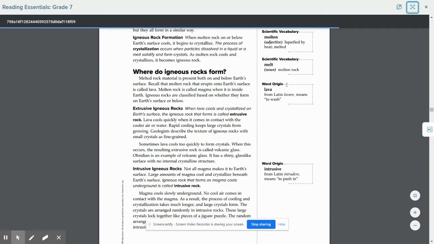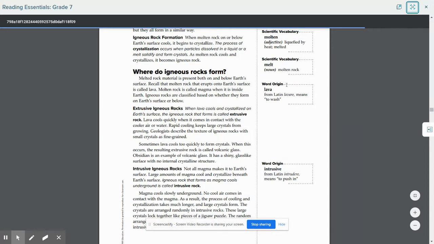Extrusive igneous rocks. When lava cools and crystallizes on Earth's surface, the igneous rock that forms is called extrusive rock. Lava cools quickly when it comes into contact with the cooler air or water. Rapid cooling keeps large crystals from growing. Geologists describe the texture of igneous rocks with small crystals as fine grained.